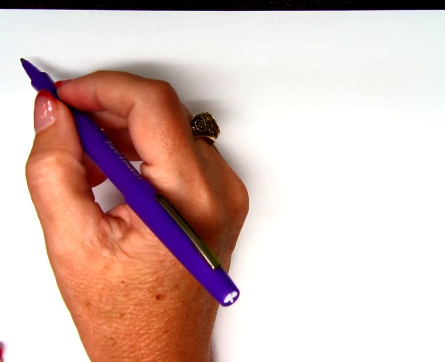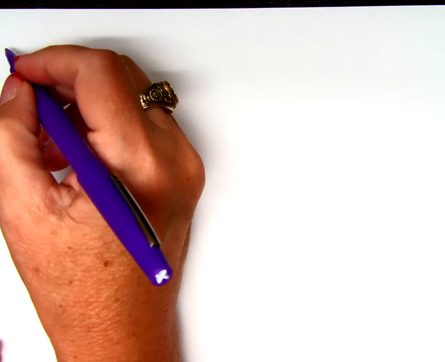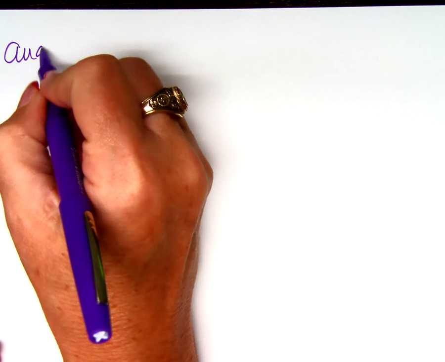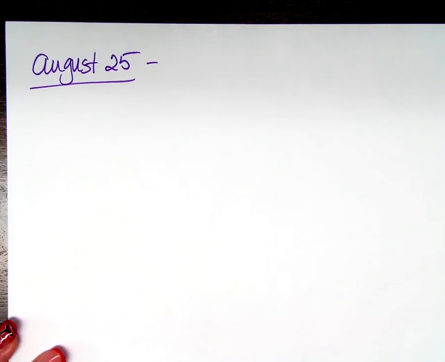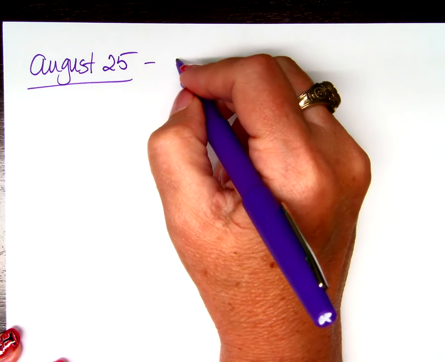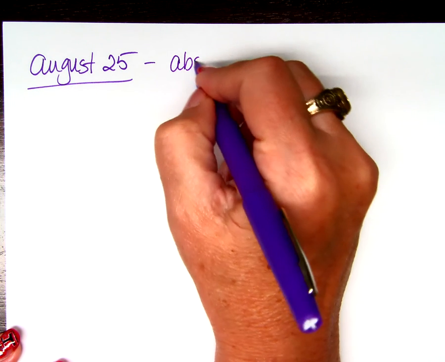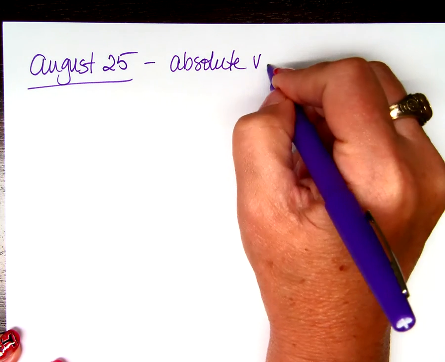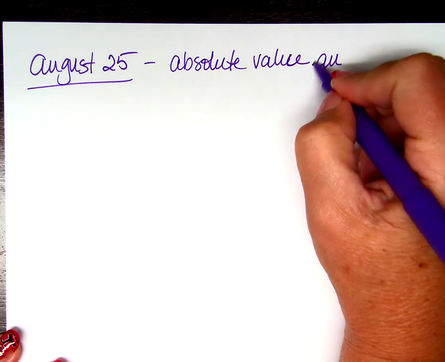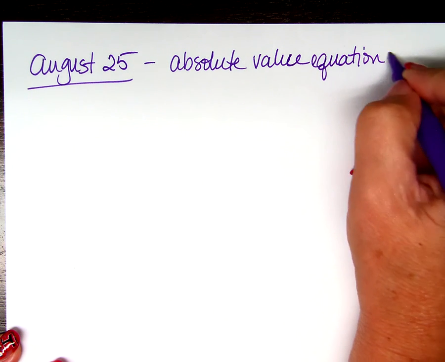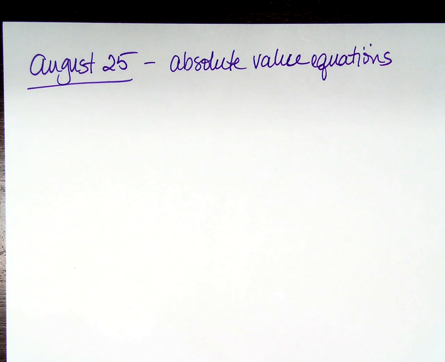Okay, so when we're taking notes on our notebook paper, the first thing we're going to do is write the date. And then right beside that, we want to write the topic. Well, what's our topic for today? Absolute value equations. So the date and the topic will be at the top of each page of notes. Is everybody okay with that? Okay.